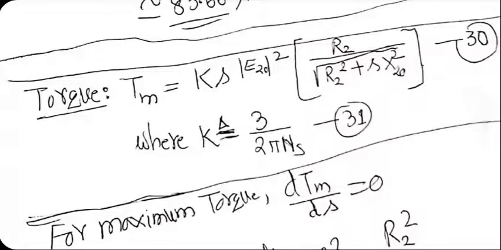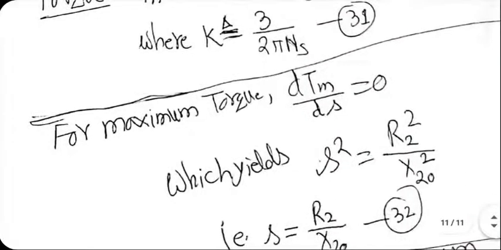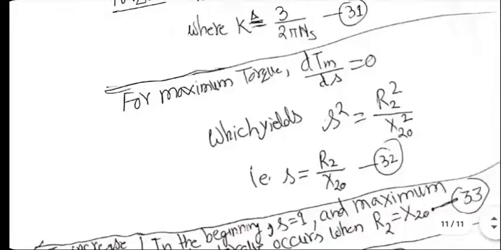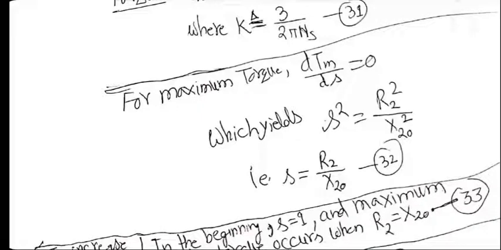And to maximize the torque, they carry out this operation. And it is found that torque is maximum in this motor when slip happens to be R2 divided by X2 naught. I don't know whether this can be met in real life or not, but theory says that. In reality, it would be very difficult to meet this condition.